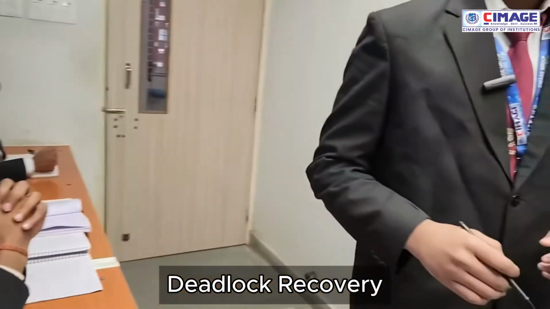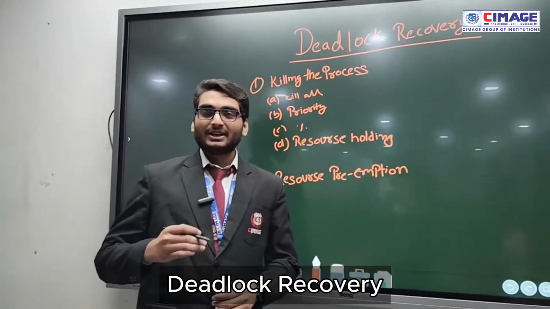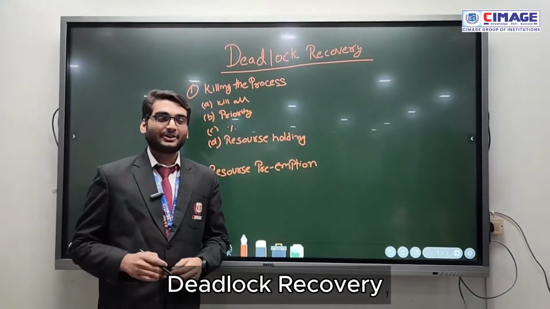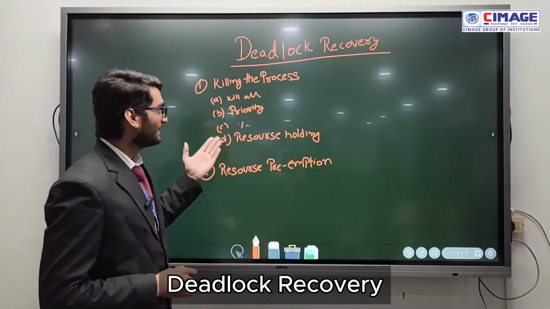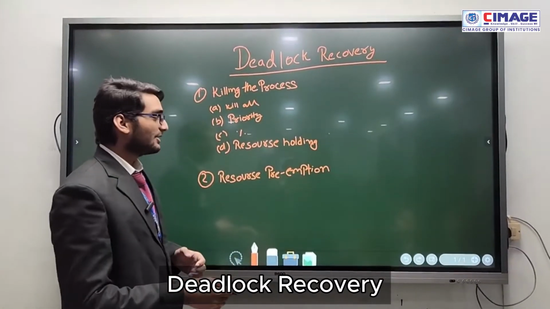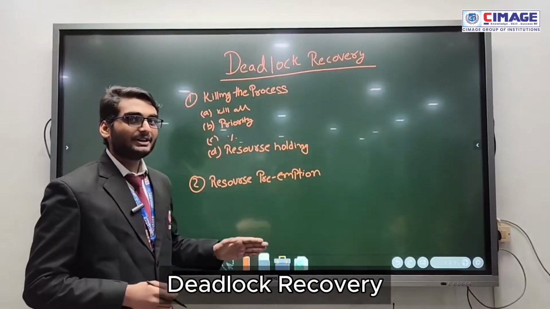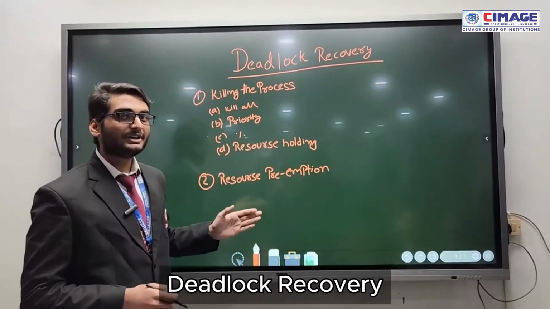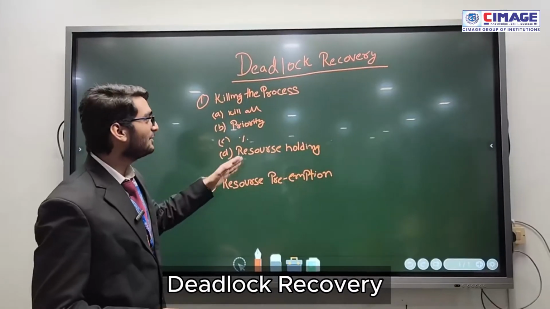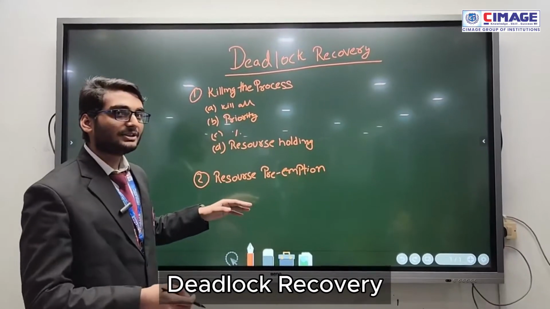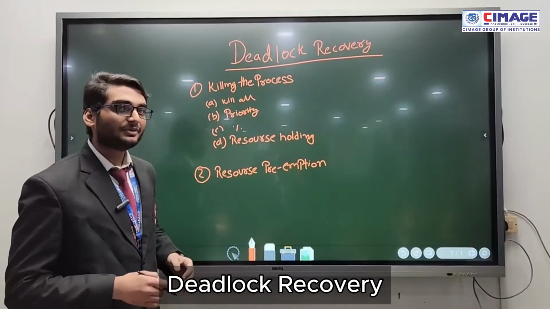The second one is priority. Priority based: if there is a process which has less priority and it creates the deadlock in our system, firstly we have to check their priority, and then according to their priority, the one which is less, we have to kill that process, so that we can prevent our system from the deadlock.